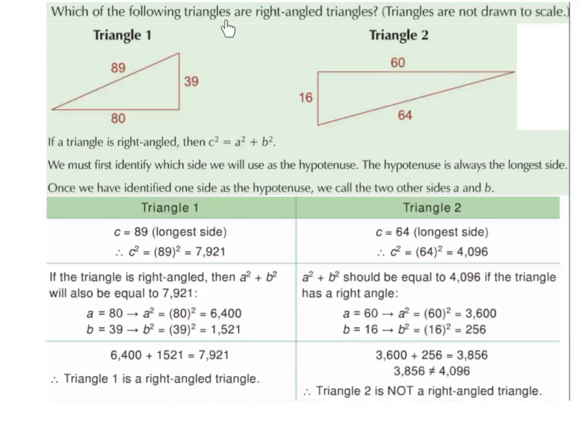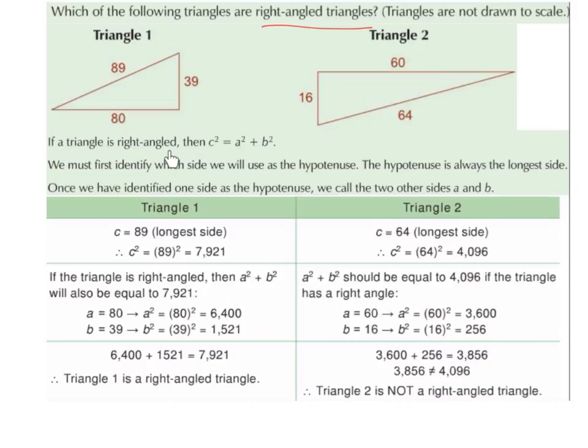Which of the following triangles are right angle triangles? And the triangles are not drawn to scale. So triangle 1 has a hypotenuse of 89 and the other two sides are 39 and 80. Triangle 2 has a hypotenuse of 64 and the other sides are 16 and 60.